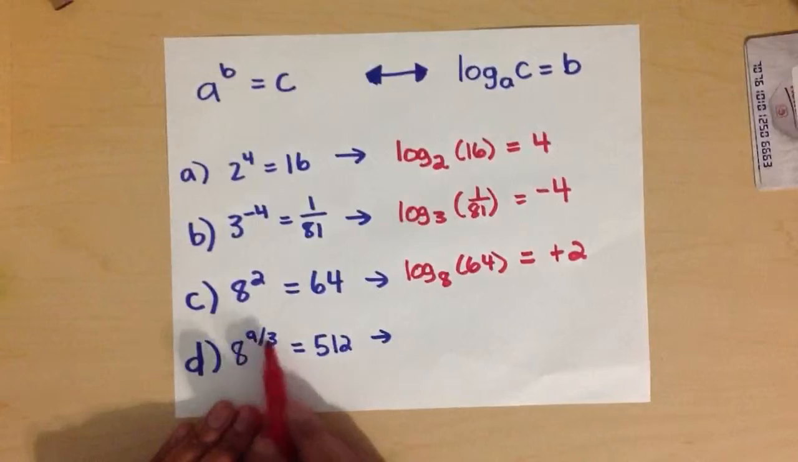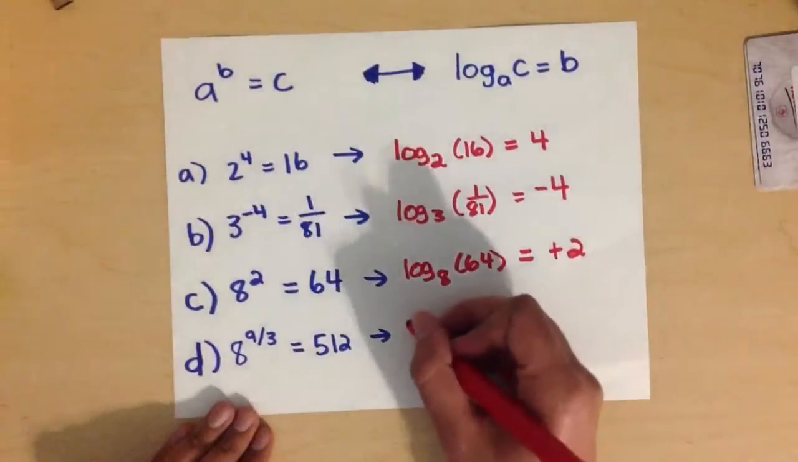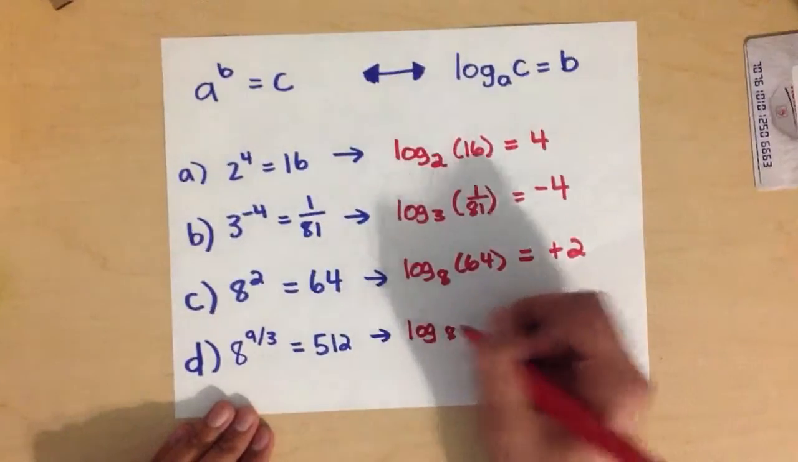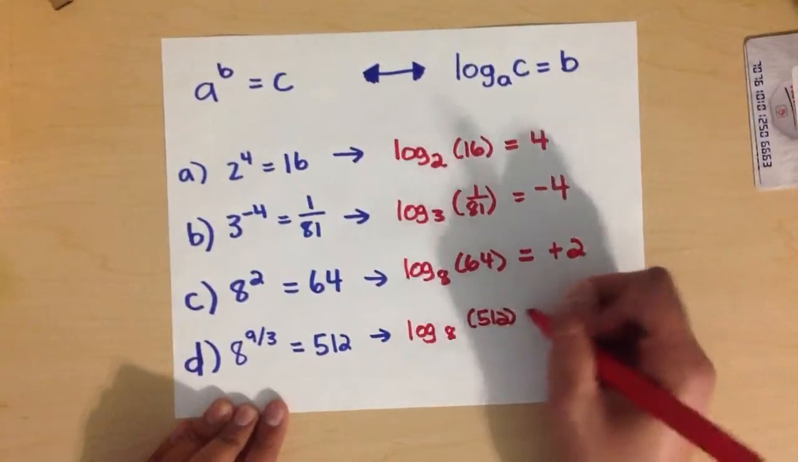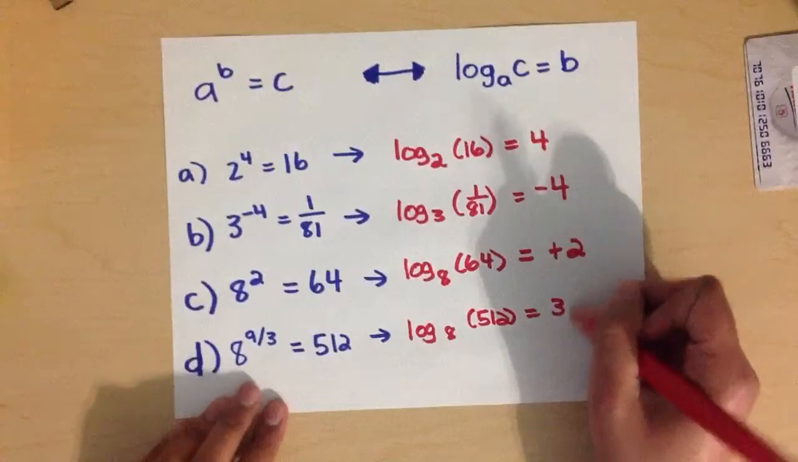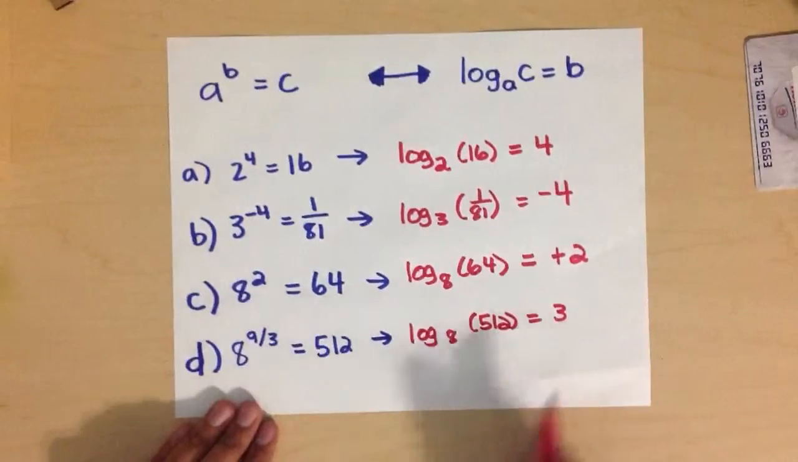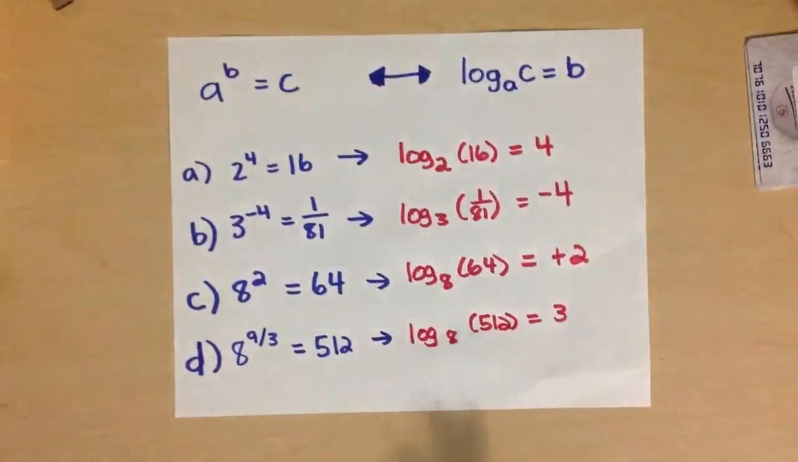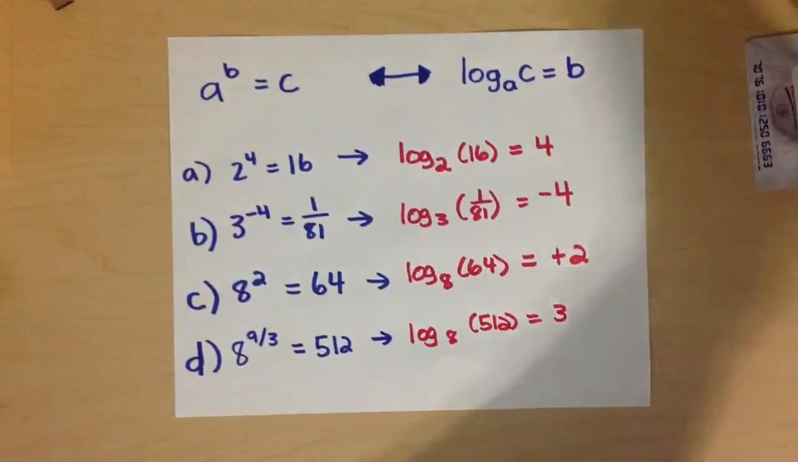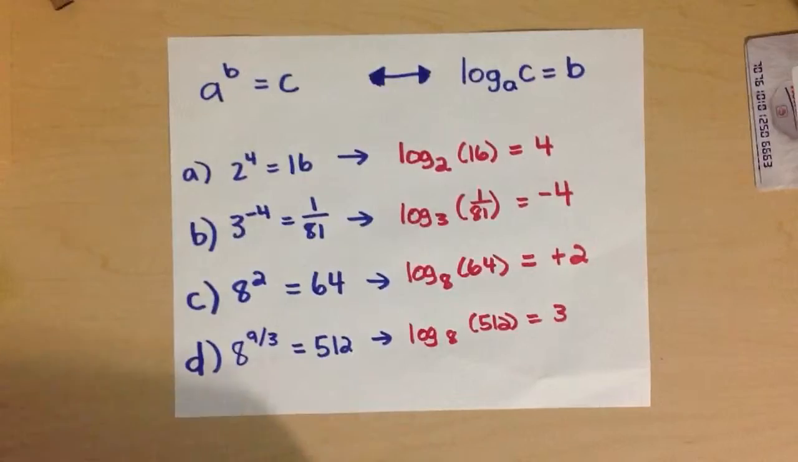This one, 9 over 3 can be simplified as 3, but log base 8 of 512 is going to be equal to 3, which is equivalent to 9 over 3, but 9 over 3 is 3. So 8 cubed, again, is 512. It's just an equivalent expression. So that's the basic rundown of converting exponential equations into logarithmic format.